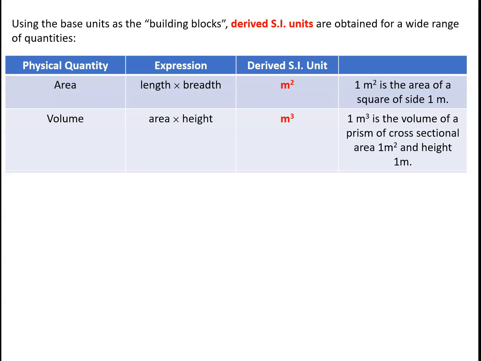Similarly, volume can be regarded as being area times height. We know that the unit of area is meters squared. We know that the unit of height is the meter. So therefore the unit of volume is meters squared times meters, in other words, meters cubed. And we've got the definition of 1 meter cubed is the volume of a prism of cross-sectional area 1 meter squared and height 1 meter.